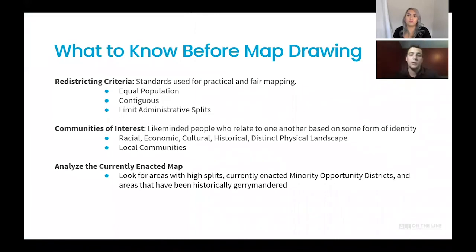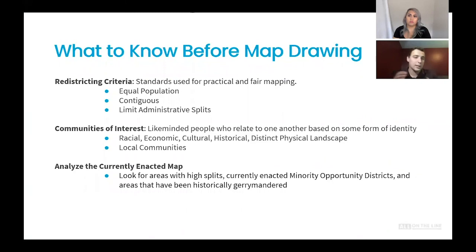So what do we need to know before we actually start drawing maps? The number one thing that everyone needs to know is the redistricting criteria. Criteria are the standards used for practical and fair mapping. All maps that are passed in the state legislature have criteria associated with them. The first thing is the equal population requirement. Equal population is to ensure that each district has a similar population to all the other districts.